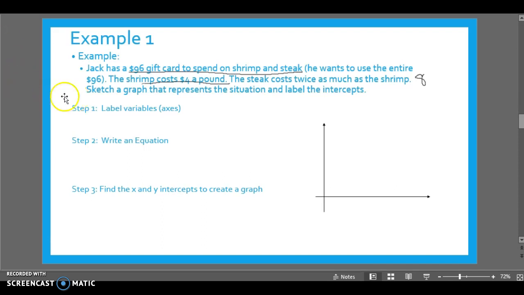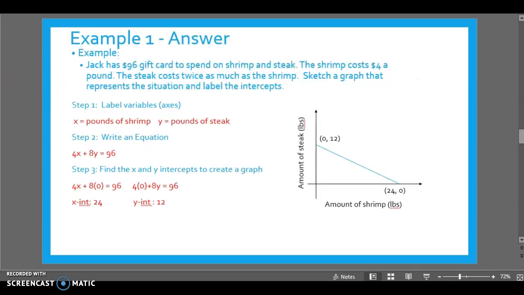So let's go ahead and look at the solution to this graph, what this looks like. So you're going to label variables. So x is your pounds of shrimp and y is your pounds of steak. You could have x is your pounds of steak or y is your pounds of shrimp. It doesn't really matter as long as you define your variables and have one for each axis. You're going to write an equation.